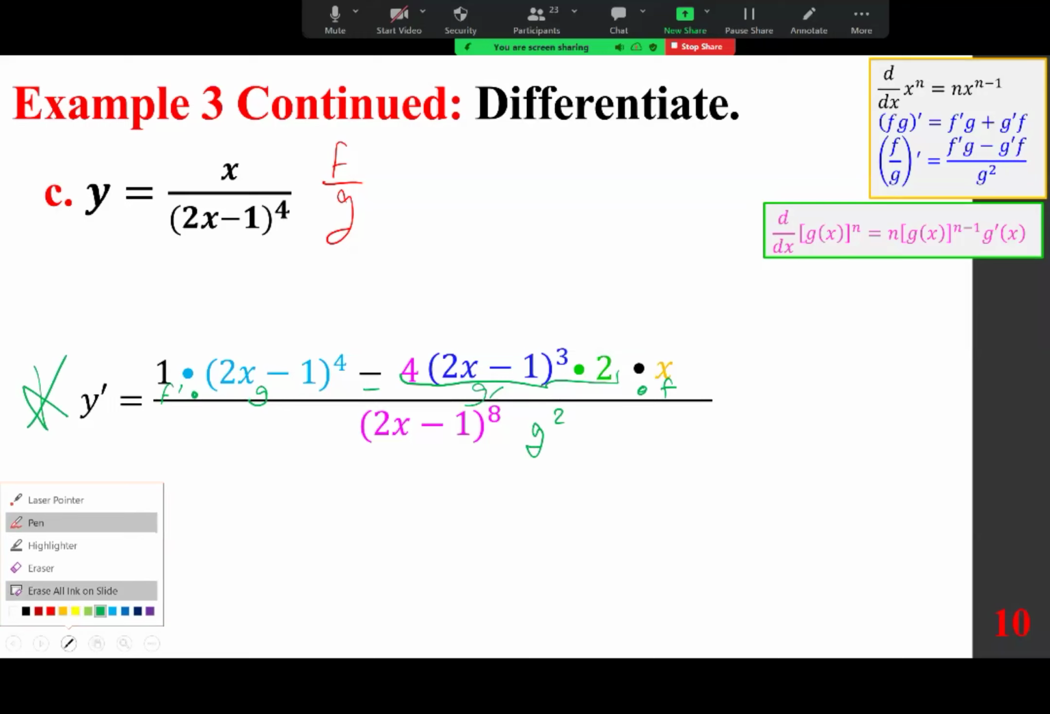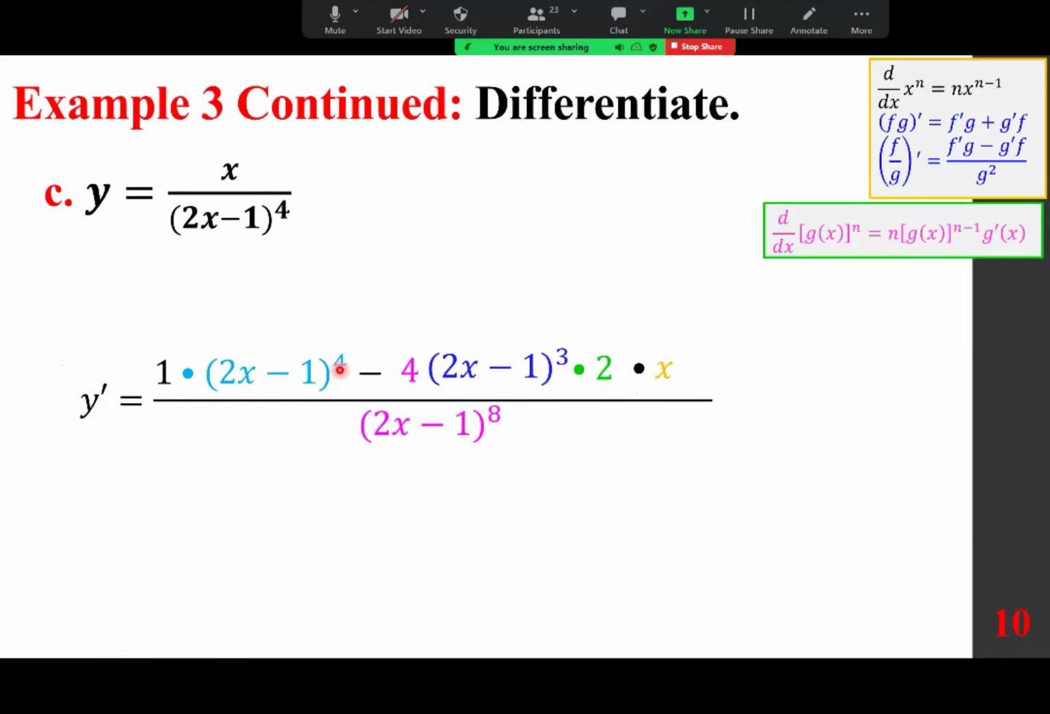Let me erase my work. 2x - 1 is in common. This was exponent 4, but this one has exponent 3. So (2x - 1) cubed is in common. So we put the brackets. We divide this one by this one. That results in 2x - 1. We divide this one by this one. This is completely gone. 4 and 2 and x is 8x, minus 8x.